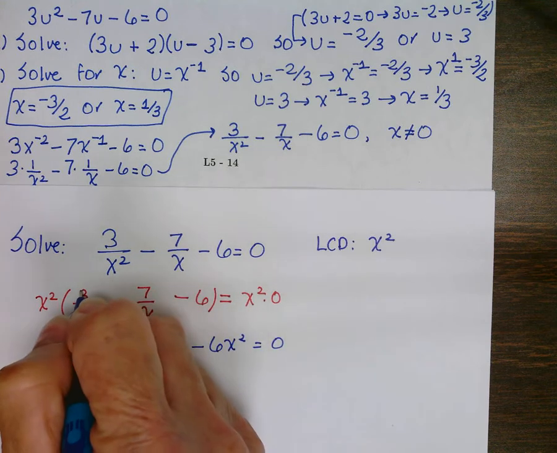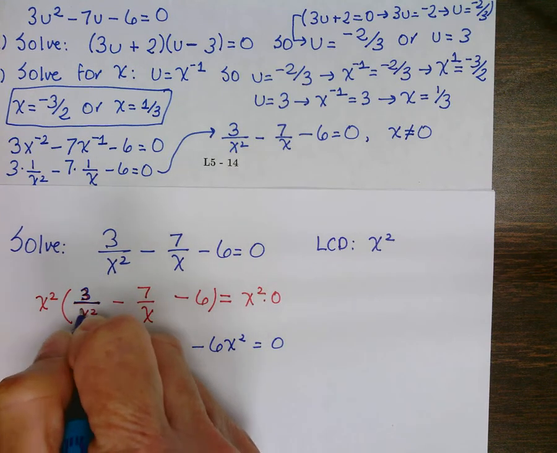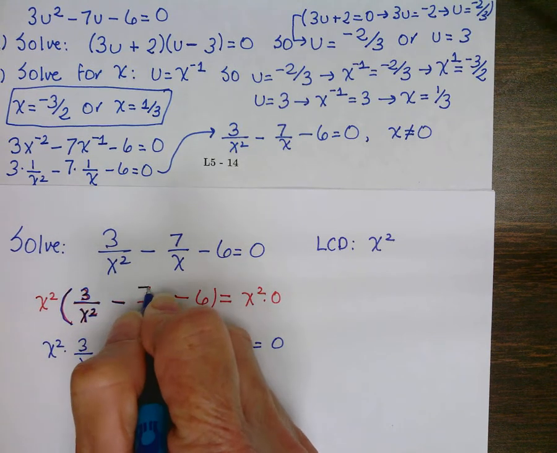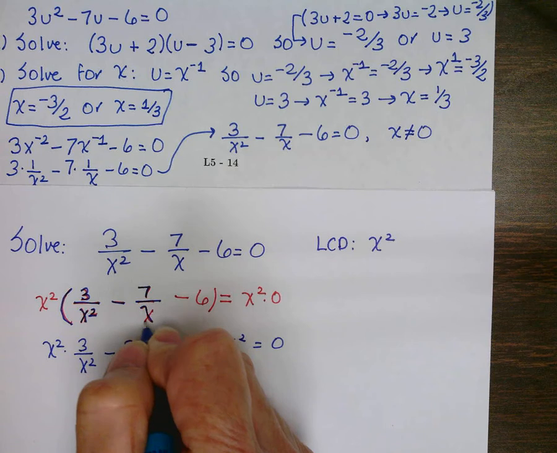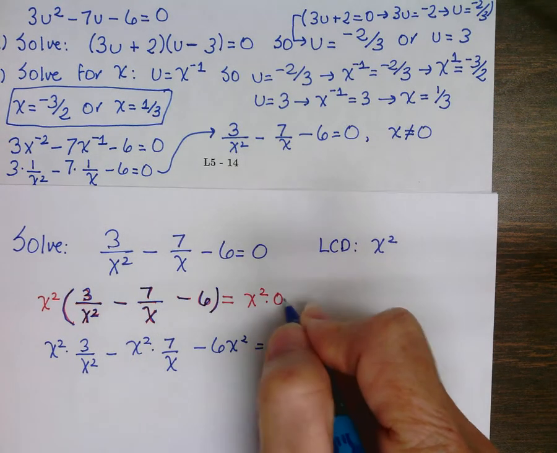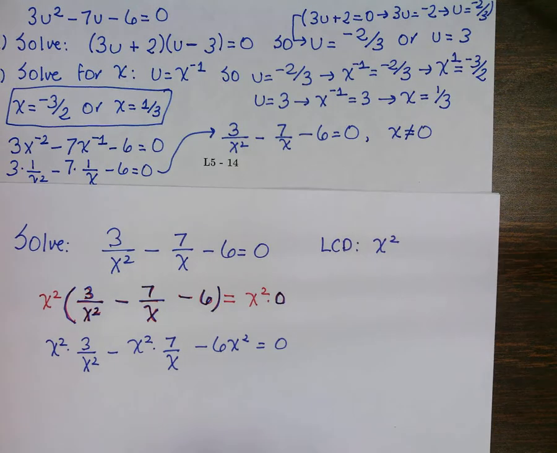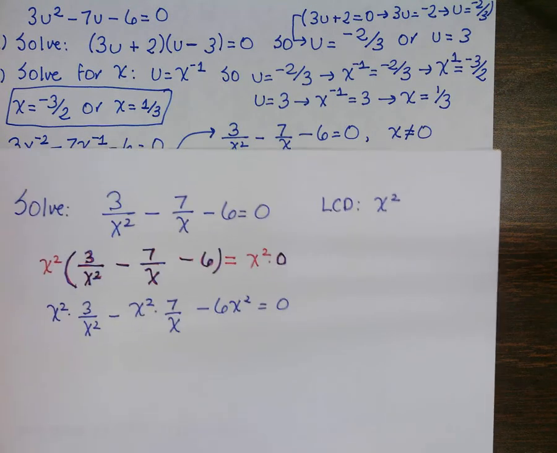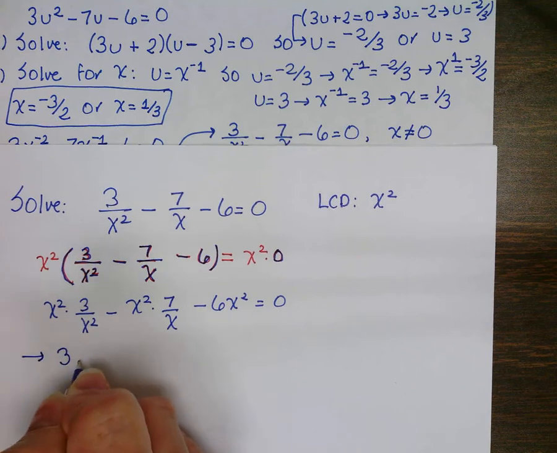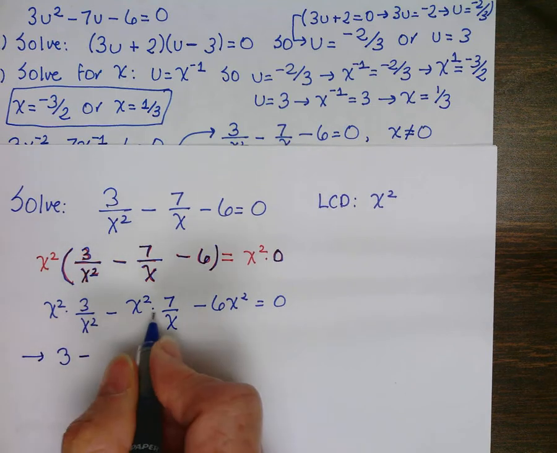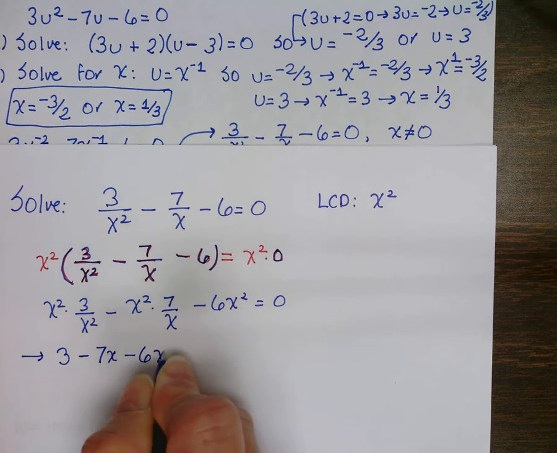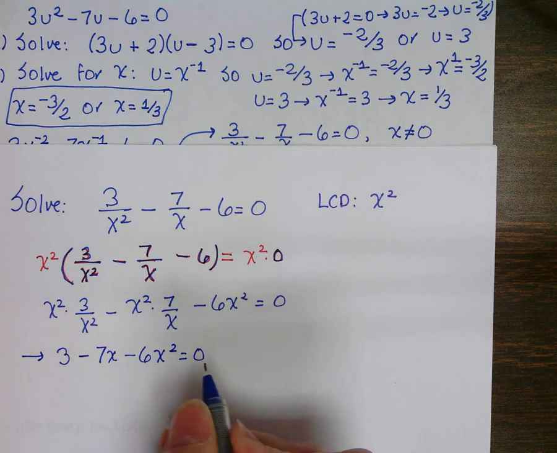Okay, and I guess what I should have done, because this was what we started with, and the LCD was just x squared. Okay, and that should be 0. So the original equation, each side multiplied by x squared. Okay, now notice what that does for us. That clears the fractions. I get 3 minus 7 times 1x minus 6x squared equals 0.